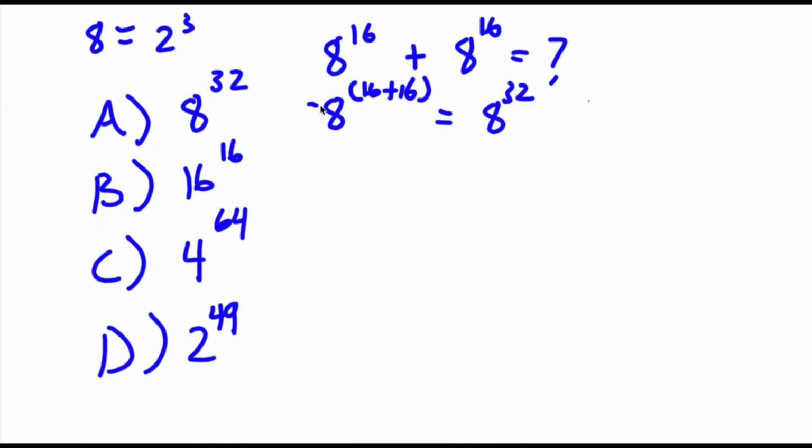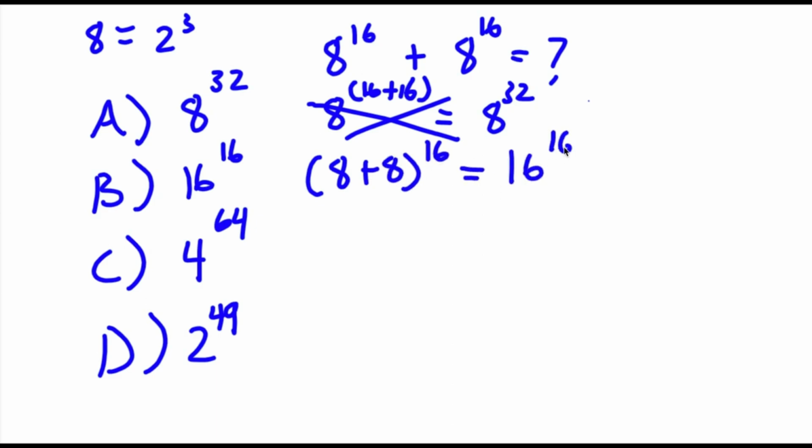And this is actually wrong. You can't just add exponents like that. So that is the wrong method. Now for B, what they did was they kept the exponent the same and they added the bases. So they did 8 plus 8 to the power of 16, which is equal to 16 to the power of 16. And this method is wrong as well. You can't add exponents like that. So it's not B, it's not A.